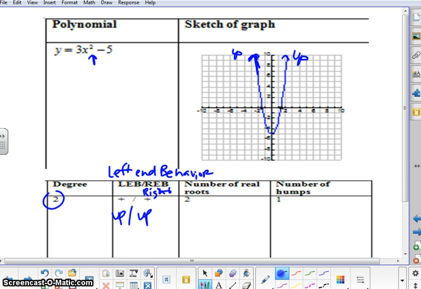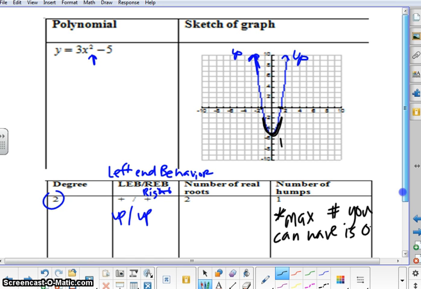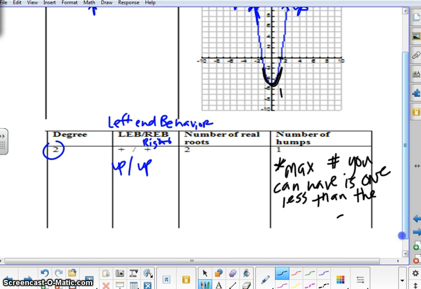And then the number of humps, 1 hump is this part right here. So 1 hump, and that's where we're going to get all the information. But in that little box, I want you to put how you can find those. The maximum number of humps that you can have is 1 less than the degree. Okay, so keep that in mind when you're trying to do the humps, and that'll give you a good idea of what your graph is going to look like.